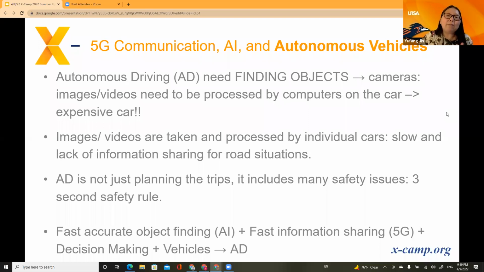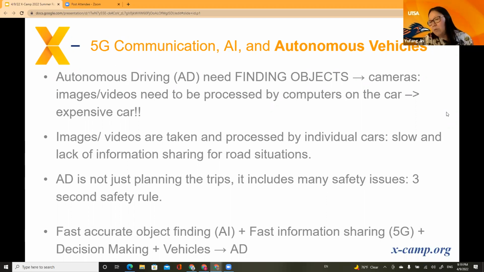However, as we said, if we use the onboard computer, it's slow and there's no information sharing. If you want to know the surrounding information, we need some cloud computing. And then the cloud needs to collect information from the road and send it to each individual vehicle, which is very, very challenging to meet the safety concern.